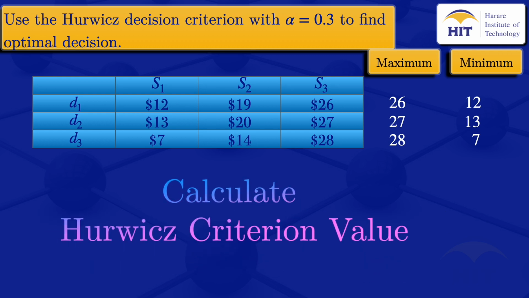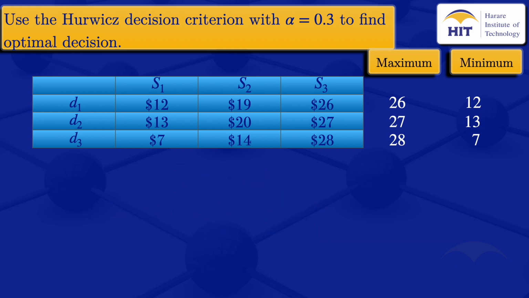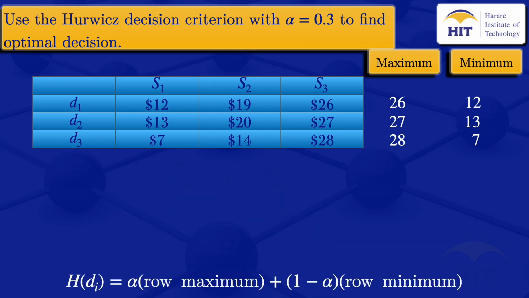We now go on and calculate the Hurwicz criterion value. The Hurwicz criterion value for decision i is given by alpha multiplied by the row maximum plus 1 minus alpha multiplied by the row minimum. In this case, our alpha is equal to 0.3. So I'll write that alpha equals 0.3. We need the value of 1 minus alpha. Using this value of alpha, 1 minus alpha will be equal to 0.7.